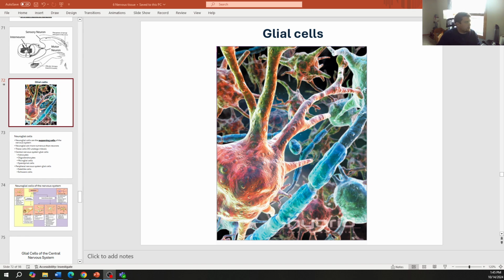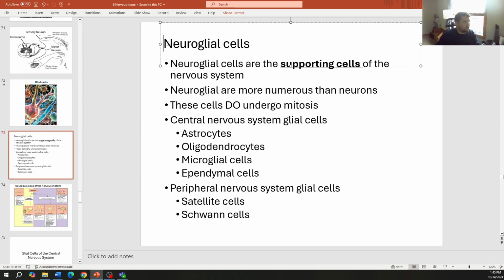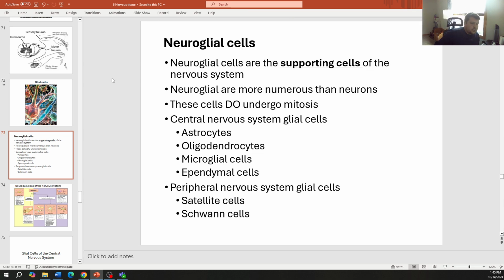So, talking about the glial cells. Glial cells, these are our supporting cells. They're also called neuroglial cells. Specifically, we're talking about them in the context of the nervous system. They are the supporting cells. So while the neurons do all of the message transport, these cells are kind of running the rest of the show, making sure that the neurons themselves are able to do their job.